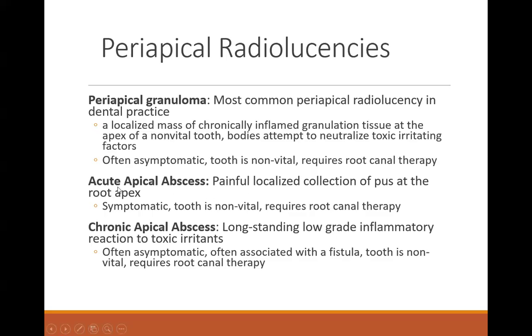The next one is acute apical abscess. This is a painful, localized collection of pus at the root apex. That's creating pressure, pushing against the bone, and that's painful. The patient's going to feel it. It's going to be symptomatic. The tooth is non-vital and will probably require the same treatment as up here.